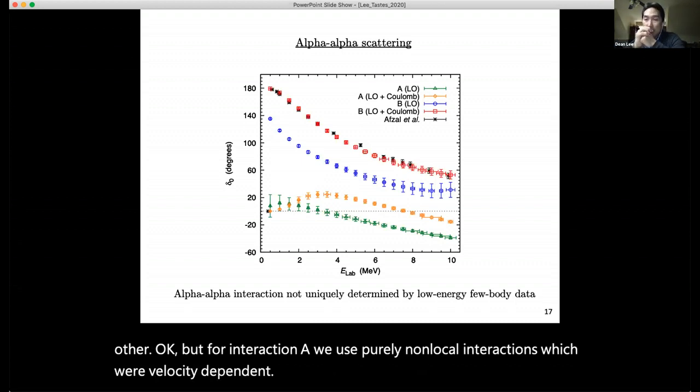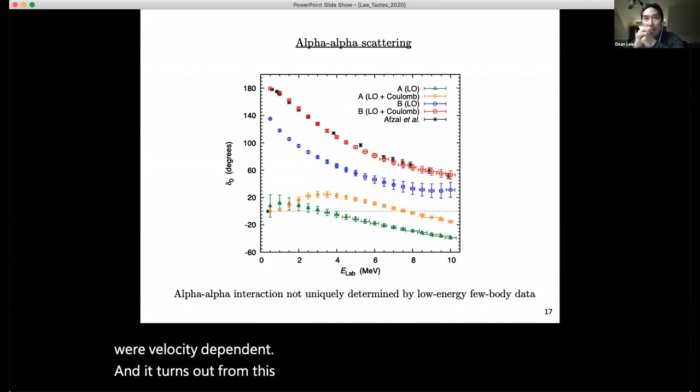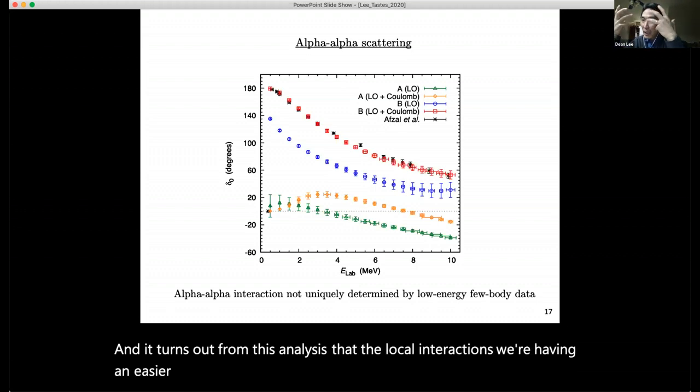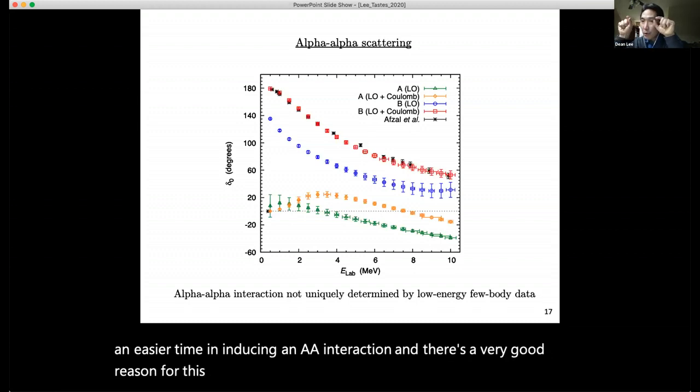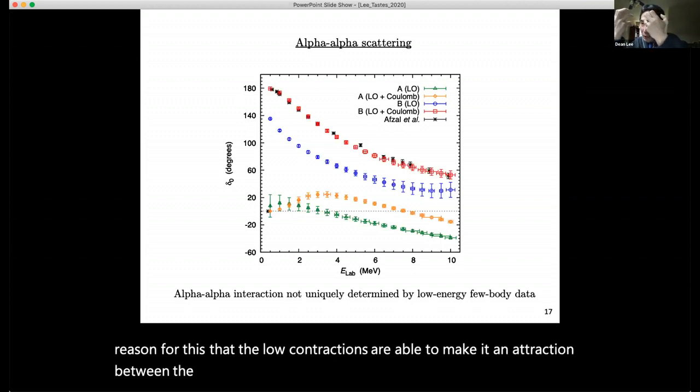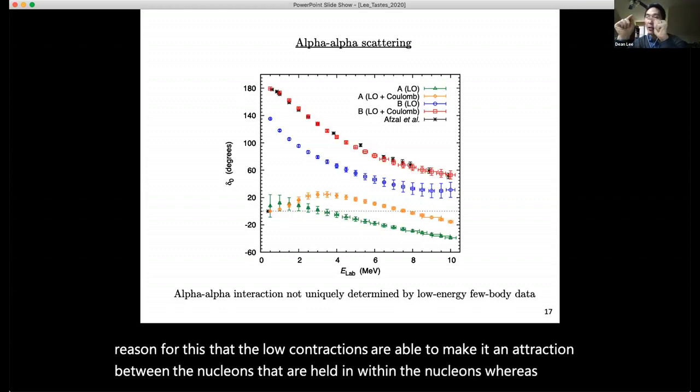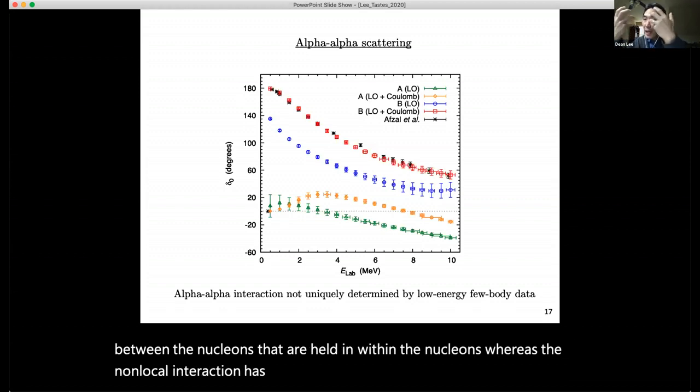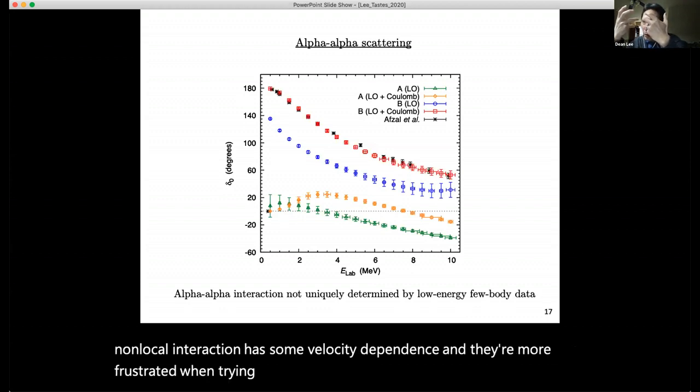And it turns out from this analysis that the local interactions were having an easier time in inducing an alpha-alpha interaction. And there's a very good reason for this: the local interactions are able to make an attraction between the nucleons that are held within the nucleons, whereas the non-local interaction has some velocity dependence, and they're more frustrated when trying to produce a residual interaction between the alpha particles.